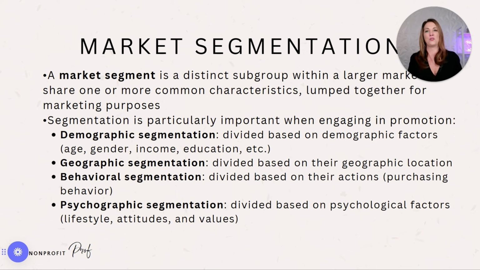And then finally, psychographic segmentation. This is where we divide people based on psychological factors. It can be attitudes, values, or lifestyle. If you run the Human Rights Campaign, for instance, which is all about advancing equality for the LGBTQ plus population, you might want to segment based on psychographics: people that value equality, people that are more progressive when it comes to social causes, because these people are much more likely to support your cause.